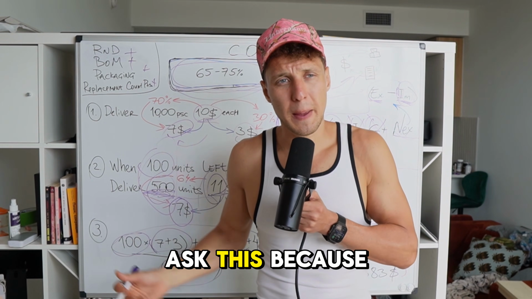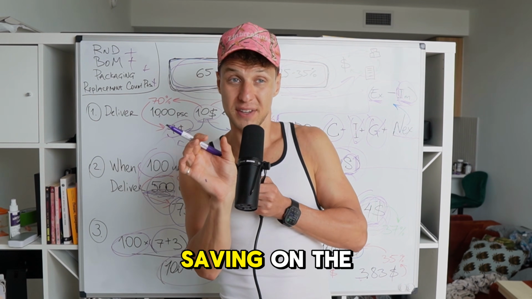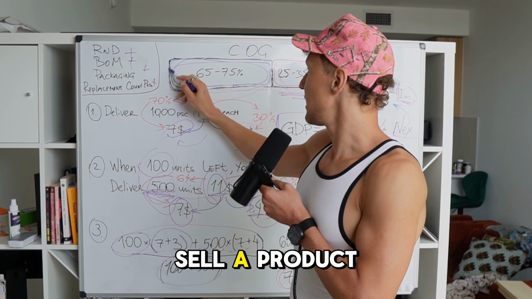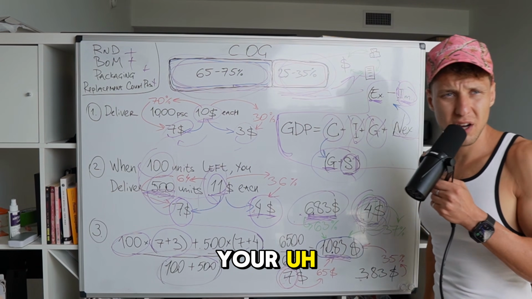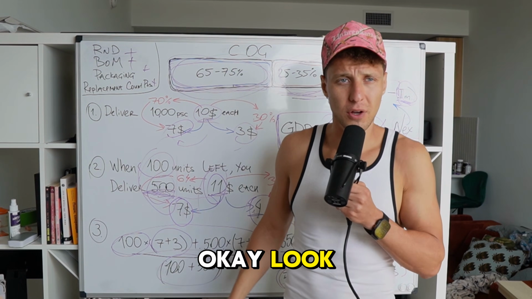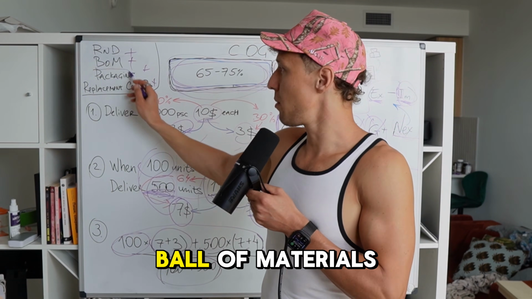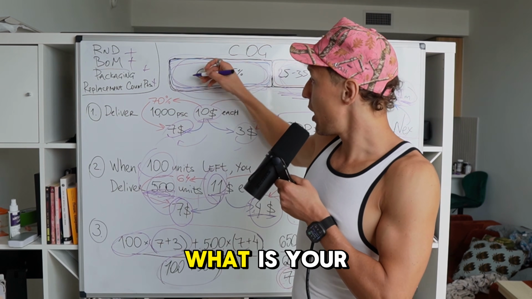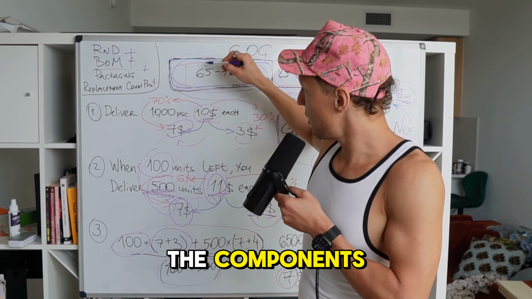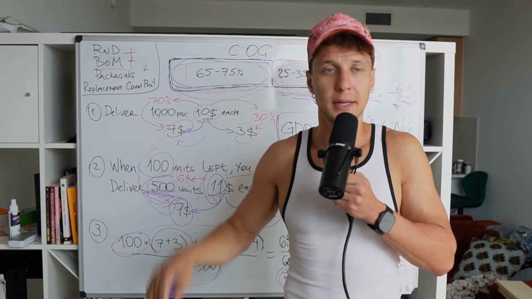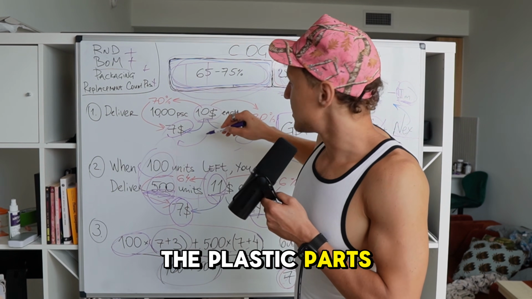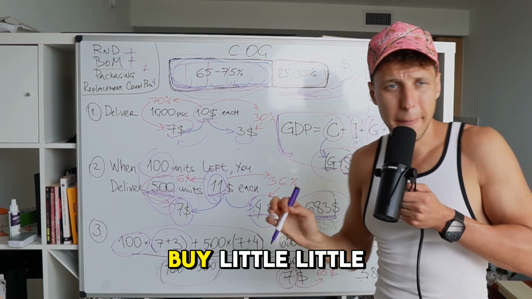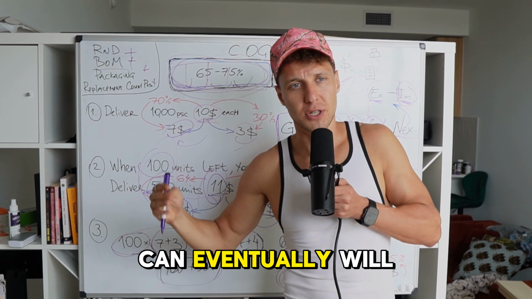Why are you going to ask this? Because saving on the little incremental things will give you a grand save in the long run. For example, you sell a product, you've just lowered your COGS, then you come to your supplier saying, okay, look, the unit economics is positive. Give me a bill of materials to produce this product. He gives you the bill of materials, and you see what your product is comprised of, all of the components. I don't know, whatever you sell, cheese grinder, right? The plastic parts, the packaging, the size of the packaging, and you dismantle the full COGS by little margins, so you can eventually save.